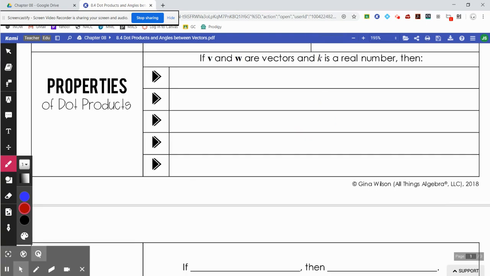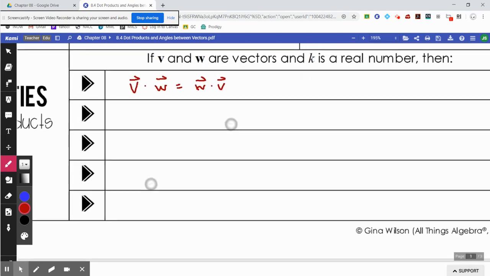Okay, next up, we're going to go through a lot of the properties of dot products. It says if v and w are vectors, and k is a real number, then, and here's a list of your properties. First off, dot products are commutative, which means that vector v dot vector w is the same thing as vector w dot vector v. So dot products are commutative.